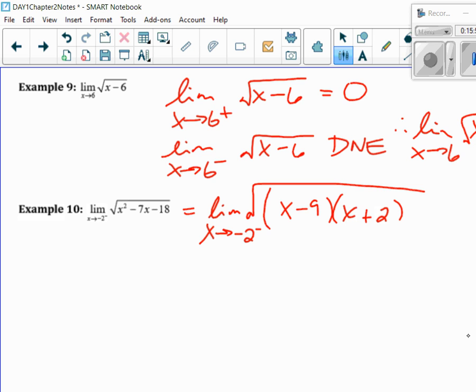Okay, so what does -2 minus mean again? -2.1. It's on the left of -2. Think of the number line, it's -2.1. So don't actually figure out the number, figure out the sign. So if -2.1 goes in here, what do we get there? A negative. If -2.1 goes in there, what do we get? A negative. And what's a negative times a negative? A positive. And the square root of a positive number is 0, right? Because it's the one-sided limit. Yes?